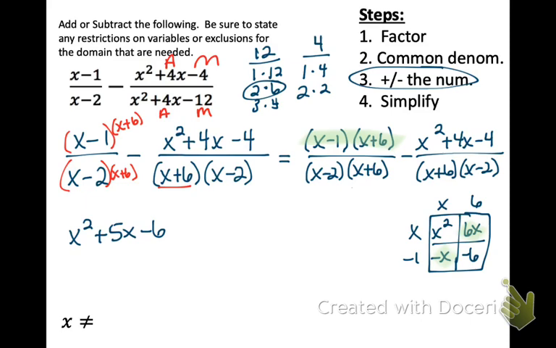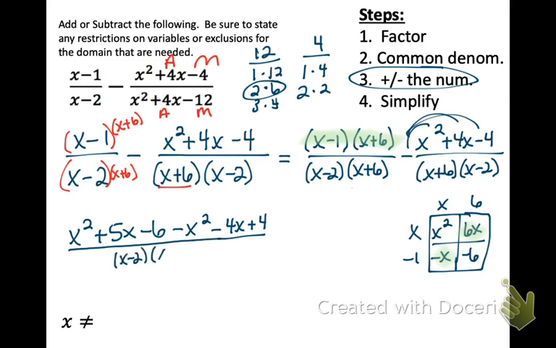My other numerator, I'm going to need to distribute this negative to. So I'm going to change all of those signs. Minus x squared, minus 4x, and plus 4. I can write this all over my common denominator. And now I'm ready to simplify the top.